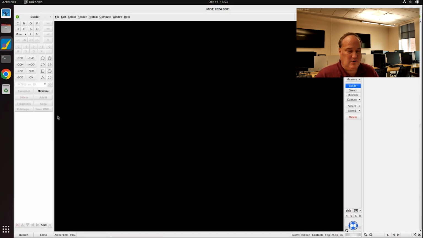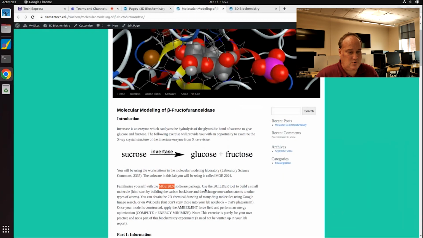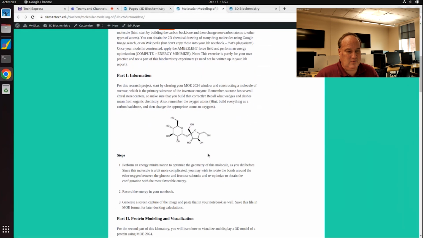So for our structure of sucrose, we need to read the structure, which is provided right here in our tutorial. This is the 2D structure. Remember from organic chemistry what wedges and dashes mean, right? Every time we see a wedge, that means that bond is coming towards you. And everywhere we see a dash, that means the bond is going away from you.